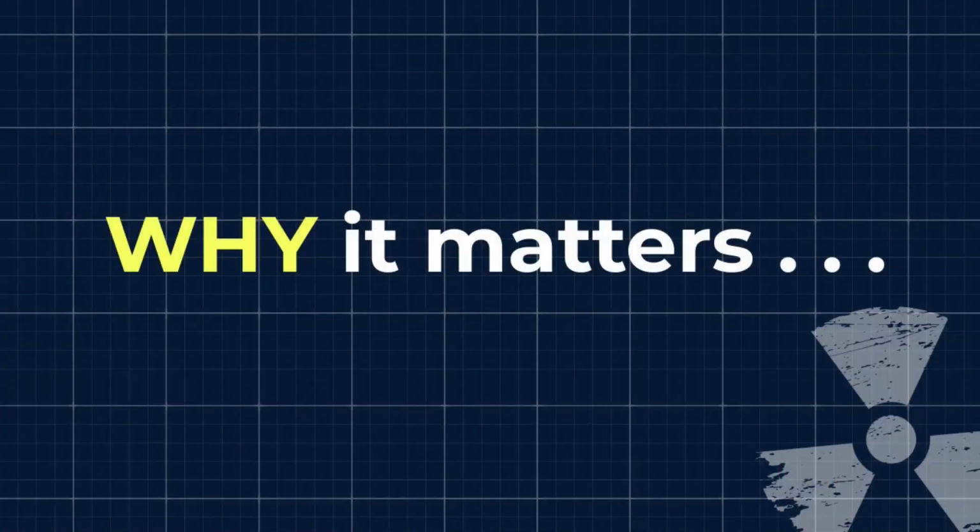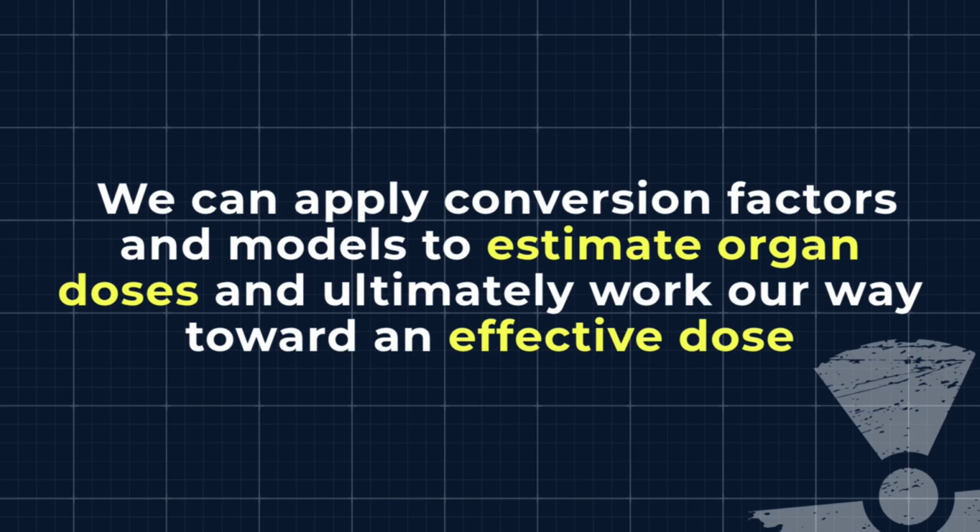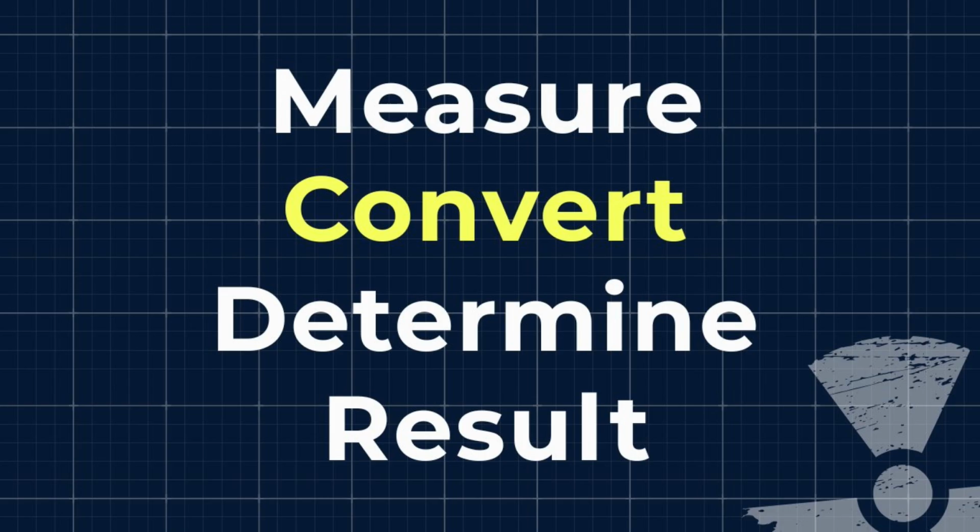And here's why DAP matters in the context of everything we've covered so far. It's one of those measurable quantities we talked about earlier, something an ionization chamber or built-in detector can actually record directly, right there on the machine. From that single DAP value, we can apply conversion factors and models to estimate organ doses and ultimately work our way toward an effective dose. So DAP isn't just a standalone number. It's often the starting point of that whole progression. Measure something, convert it, determine its weighting factor, and arrive at the effective dose.